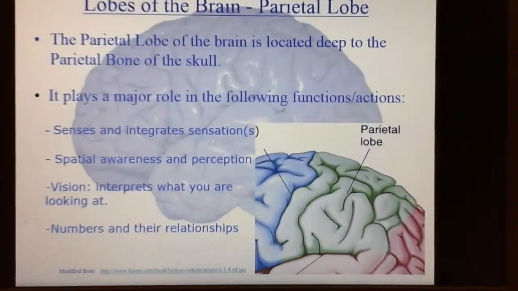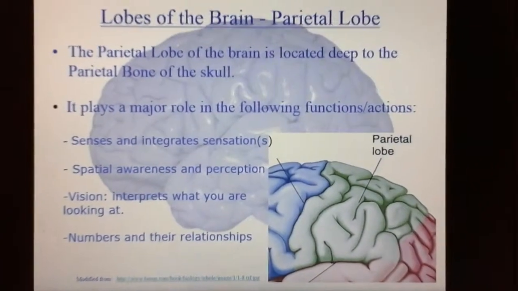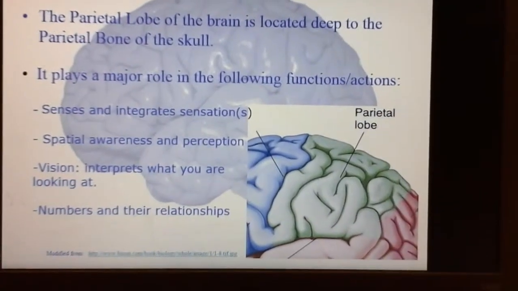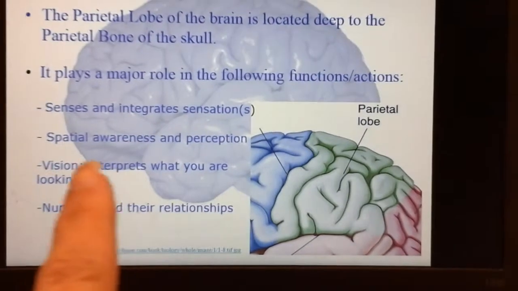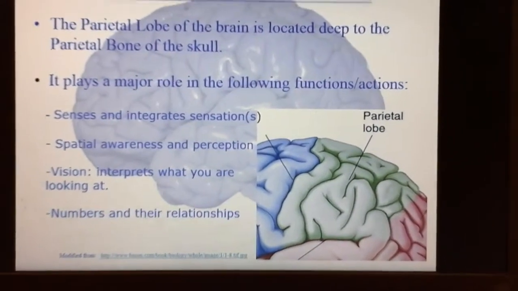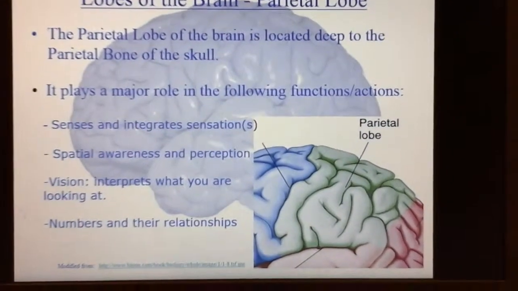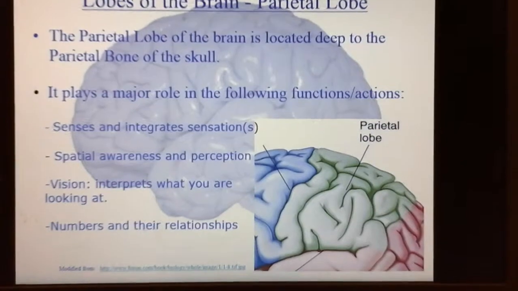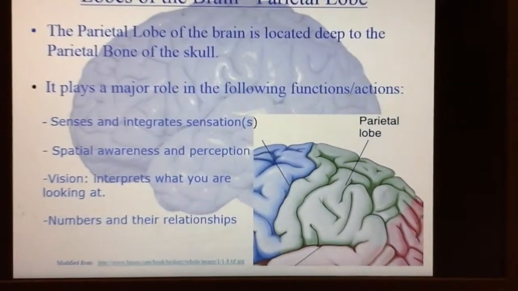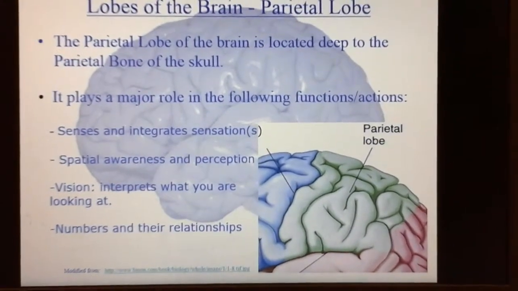It also deals with your spatial awareness and perception. Now, this is not the part of the brain that lets you see. The part of the brain that lets you see is the occipital lobe back here. But this is the part of the brain that basically gives you your depth perception. Like we see in 3D. We can tell when something's close up. We can tell when something's far away. This is the part of the brain that lets you do that. And people who have this part of the brain damaged or have trauma to this part of the brain, they can't tell you if something's close up or far away anymore.